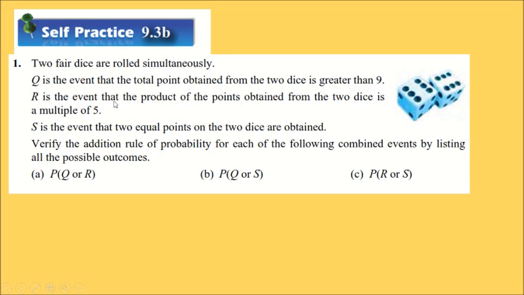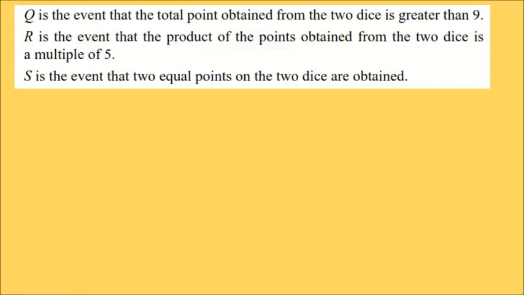R is the event that the product of the points obtained from the two dice is a multiple of 5. S is the event that two equal points are obtained on the two dice. Okay, as usual, first of all, we have to list down all the possible outcomes for each event.